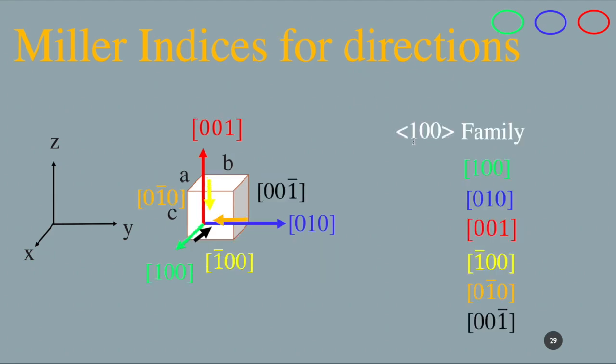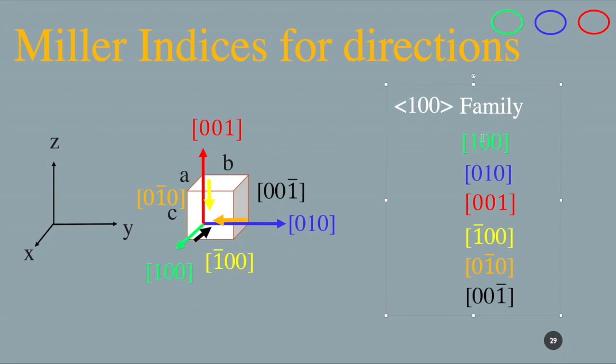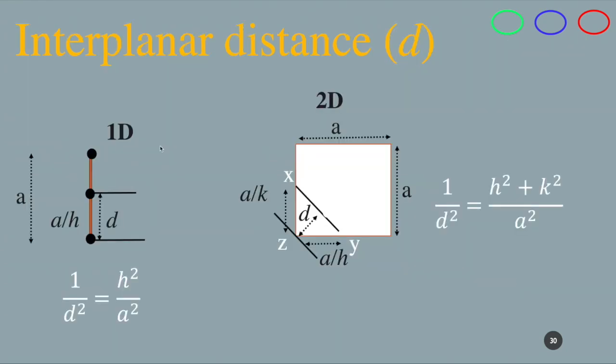Even in the case of direction, we have a family of directions. For example, 1, 0, 0, 0, 1, 0, all these are represented by this notation. After the Miller indices, let's understand the relationship between Miller indices and the interplanar distance. All right, so let's first understand the one-dimensional system. Let's just focus on this part.